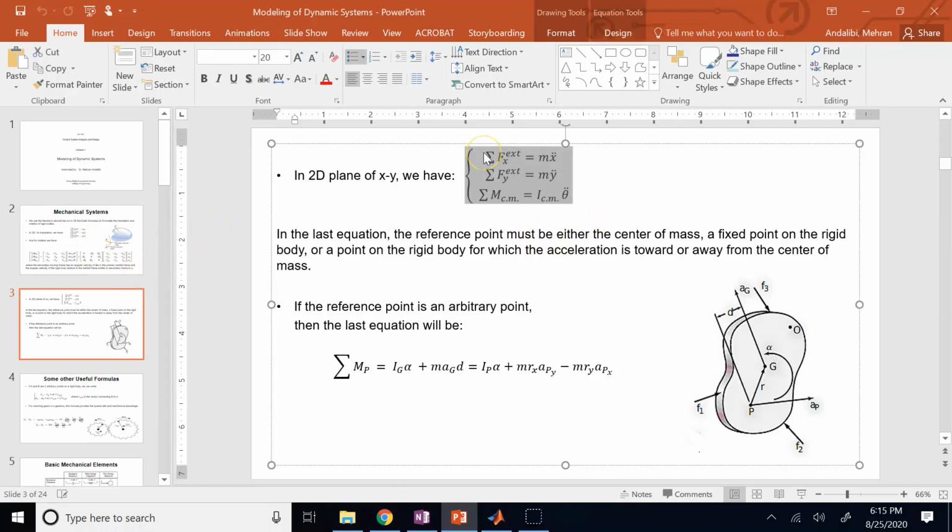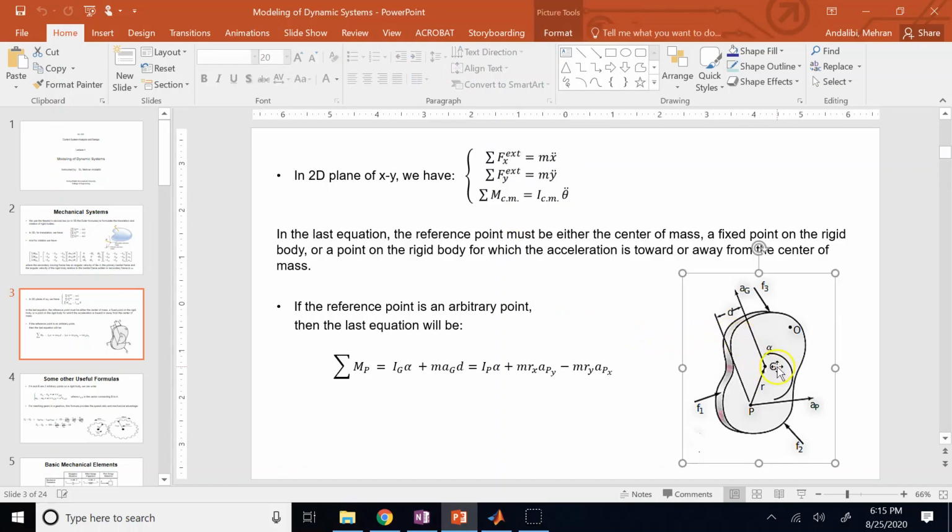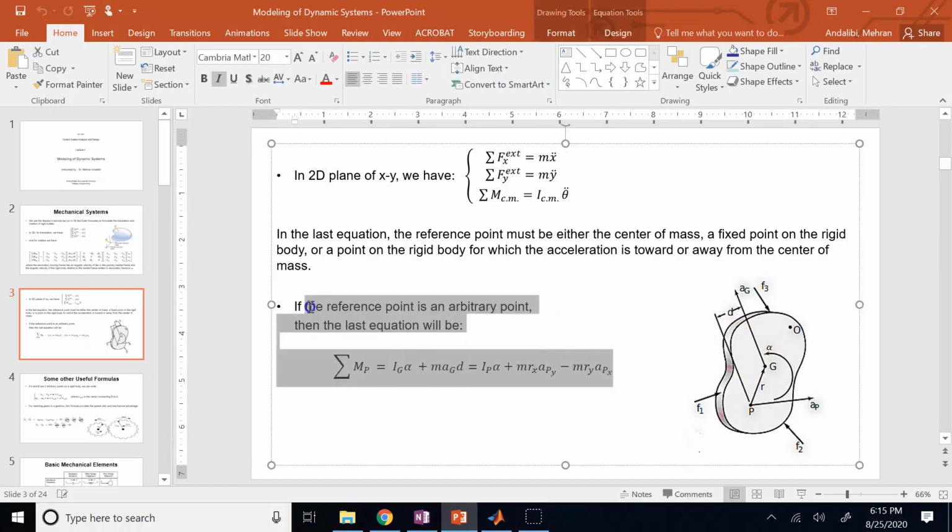We're going to use these equations in this course. And I'll talk about this later, if we need to.